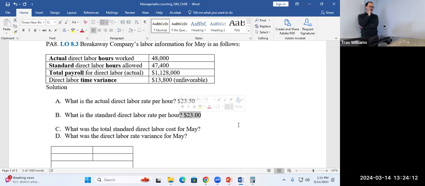Yeah, I think total standard direct labor. Well, I'm just trying to think here. Standard direct labor cost, is that based on the standard hours that should have been worked or the actual hours that were worked? What do they mean?